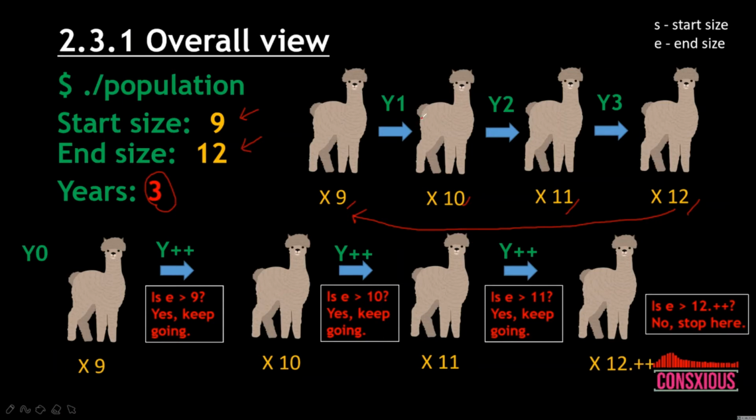Let me express it better in programming. So y = 0, y++, y++, y++. For example here, we declare y equals 0. The start size is 9. As 1 year goes by, we plus 1. Is the end size more than 9? It's true, so we keep going. So 10. Is e more than 10? Yes, we keep going, with plus 1. So this is 1, this is 2. Is e more than 11? Yes, we'll go through again. Is e more than 12? No. So we will stop here. So we conclude that it is 3 years.